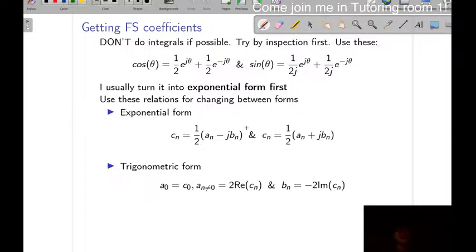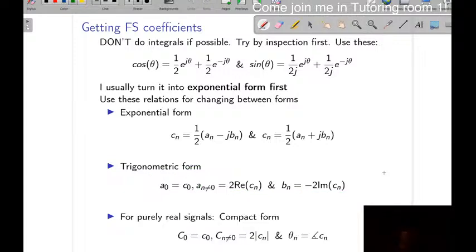And then if we had the exponential form and we want to get the trig form, then we just take twice times the real part and then twice times the imaginary part, or the negative of that. Then we get the trig form. Notice that a0 is equal to c0. The DC offset term is going to be the same, and you can get it easily from the exponential form. That's kind of why I really like it.